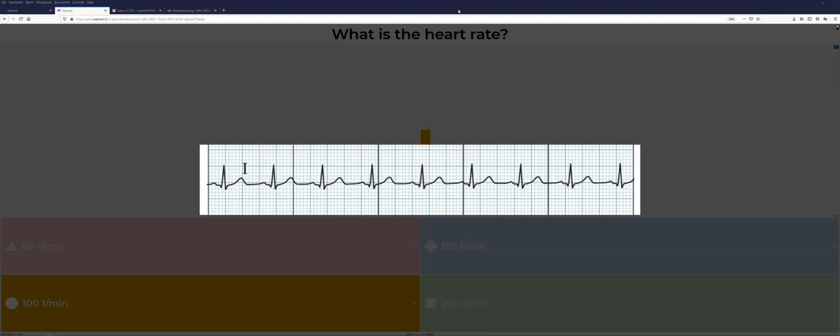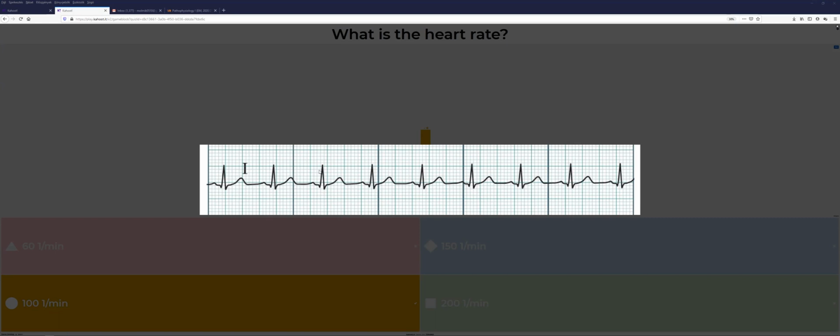The rule is 300 divided by the number of big squares. First of all, we have to have rhythmic heartbeats. If you do have rhythmic heartbeats, we can calculate easily if we divide 300 by the number of these big squares. So here we have roughly about 3 big squares between the two R waves, and that represents about 100. 300 divided by 3 means 100.